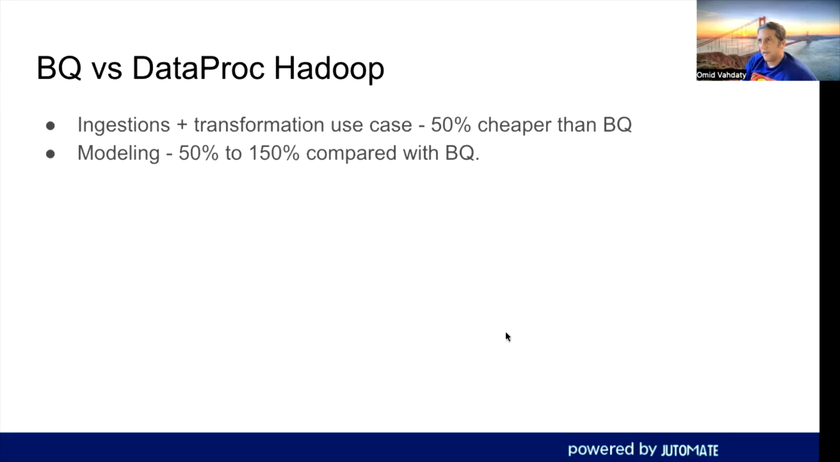So as discussed, sometimes using Dataproc, which is the Hadoop managed service, can be cheaper on ingestion and transformation use cases. But for modeling, aggregations, and joins, it will be a lot more expensive compared to BigQuery. So at the end of the day, if you consider simplicity over cost, you should use BigQuery. But if you consider cost reduction, you should consider Dataproc for ingestion and transformation use cases.